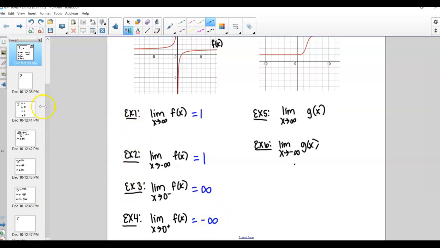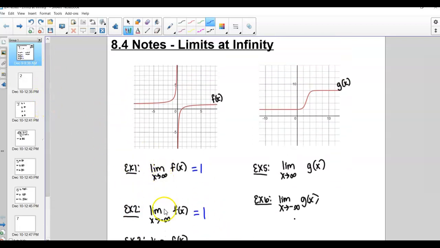Notice for 1 and 2, my limit as x approaches infinity and negative infinity has the same value. That happens often, but not always. For example, in example 5 over here, our limit as x approaches infinity approaches this horizontal asymptote, which is at 8. But as x approaches negative infinity, it appears that we approach the value 2. So they can be different as you approach infinity and negative infinity.